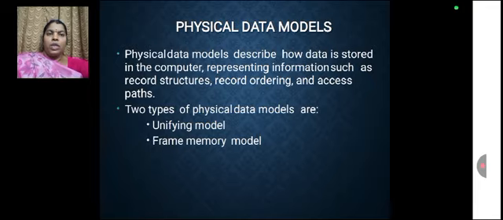Next, we go for the physical data model, which describes how the data is stored in the computer and represents information such as record structure, record ordering, and access paths. There are two types of physical data models: unifying model and frame memory model.